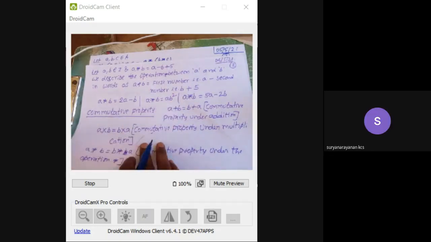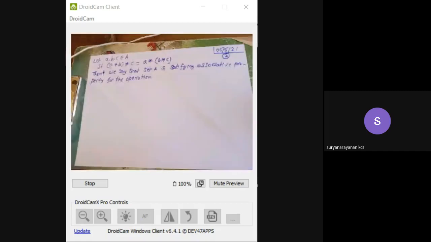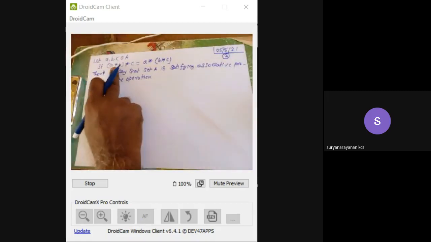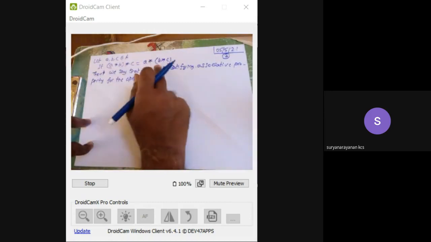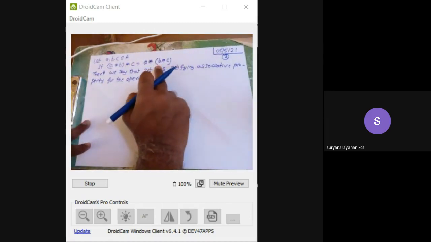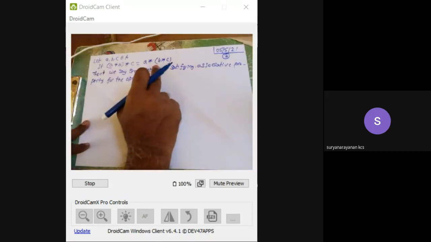Now, similarly, here some star operation will be defined between two numbers. After that, we extend it to some more numbers, 3 numbers. Between the 3 numbers, if this condition is satisfied, then we say that it satisfies the associative property.